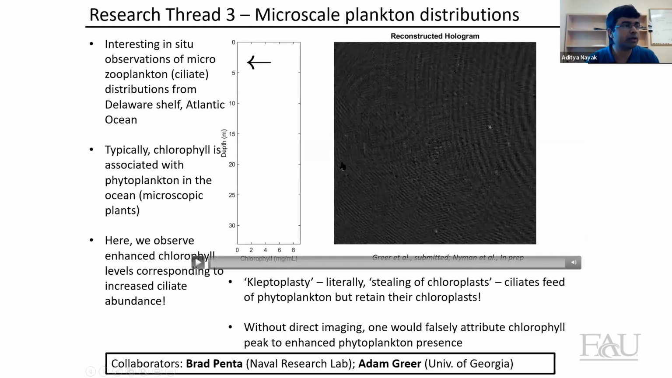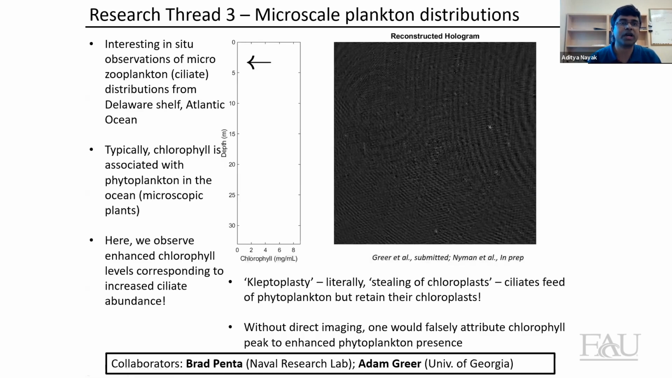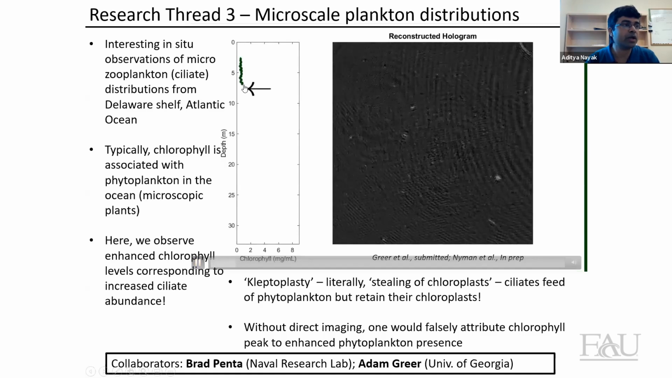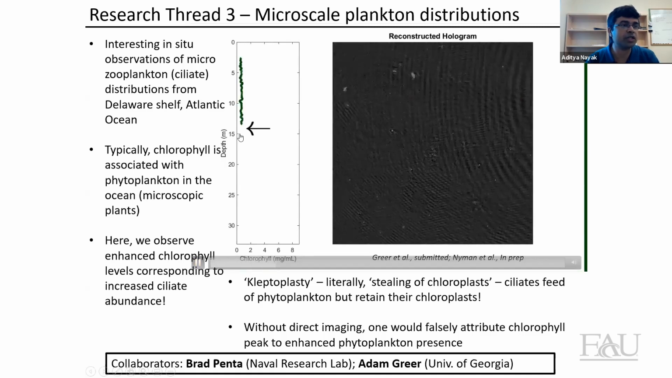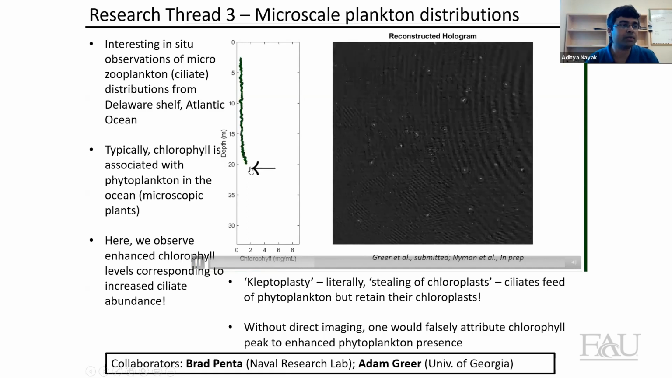The zooplankton you'll see here are mainly ciliates. And what I'm going to show here is I'm also going to plot the chlorophyll profile alongside the hologram profile, as we're going down with depth. The reason to do that is typically chlorophyll is used as a proxy to get phytoplankton biomass in the ocean, because phytoplankton have chlorophyll. So if you have a chlorophyll measurement, you usually assume it's coming from phytoplankton, right? So let me play this video, and as we're going down with depth, you see the chlorophyll concentration is pretty stationary, and then it starts increasing.